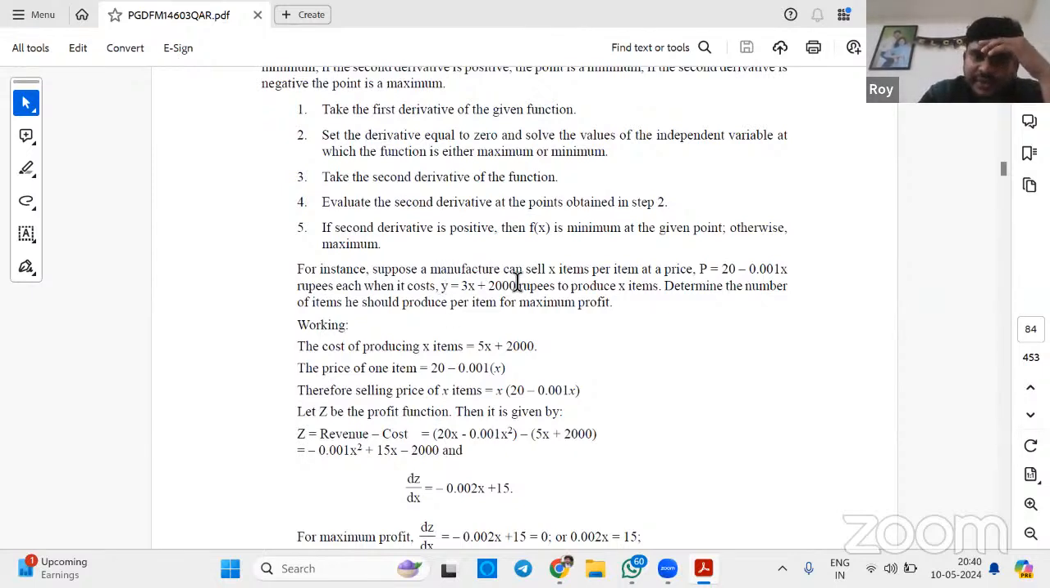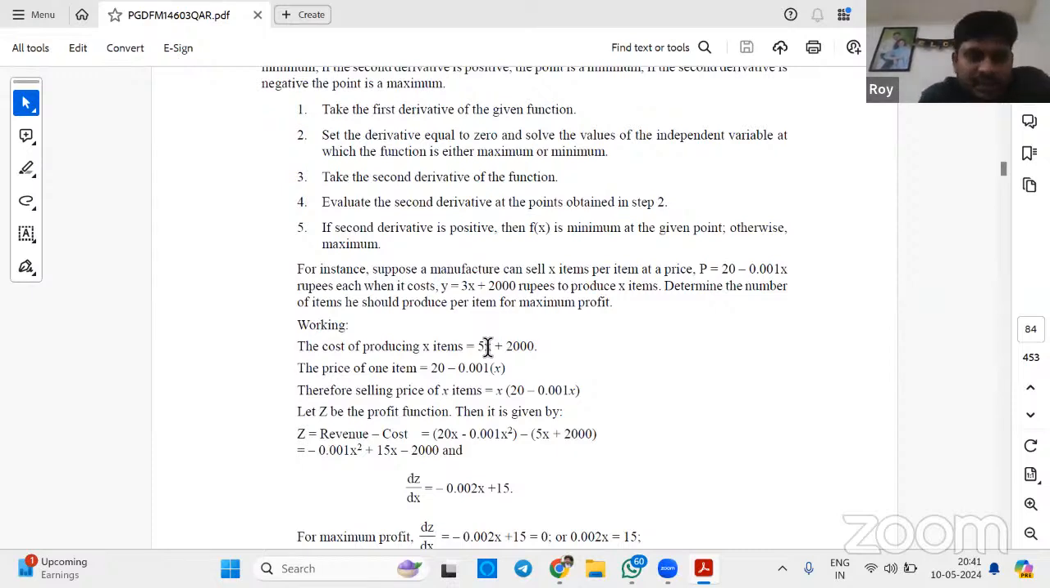For instance, suppose a manufacturer can sell X items per price P is equal to 20 minus something for each, when it costs Y is equal to 300 rupees to produce X. Determine the number of items to produce for maximum profit. How can they do this? How will they sell this? The cost of producing X products is 5X plus 2000. The price of one item is equal to, they have given, actually it should be 3x. This might be a spelling mistake or something.